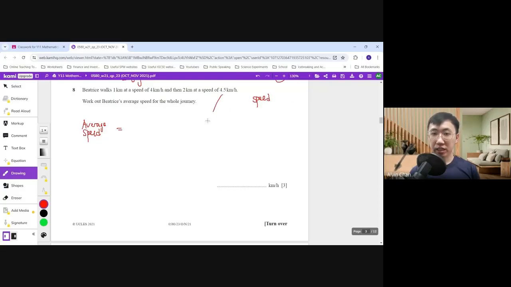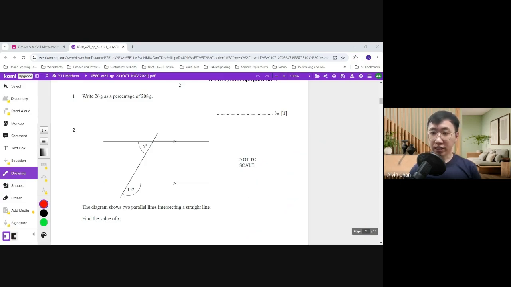Speed formula is you use your formula triangle, DST. You know, do stupid things. Are you serious? Do sexy things. Stop it. Let's start. First question, 12.5, correct.